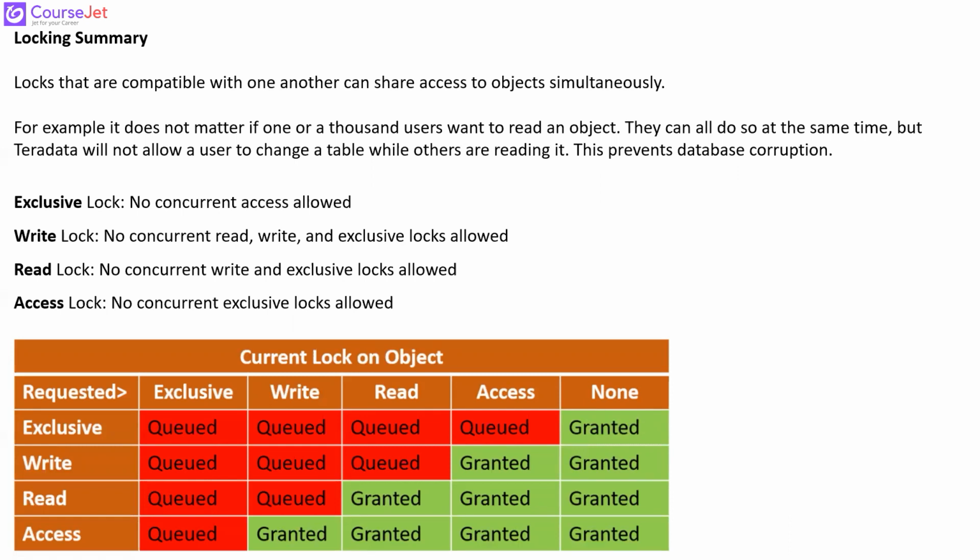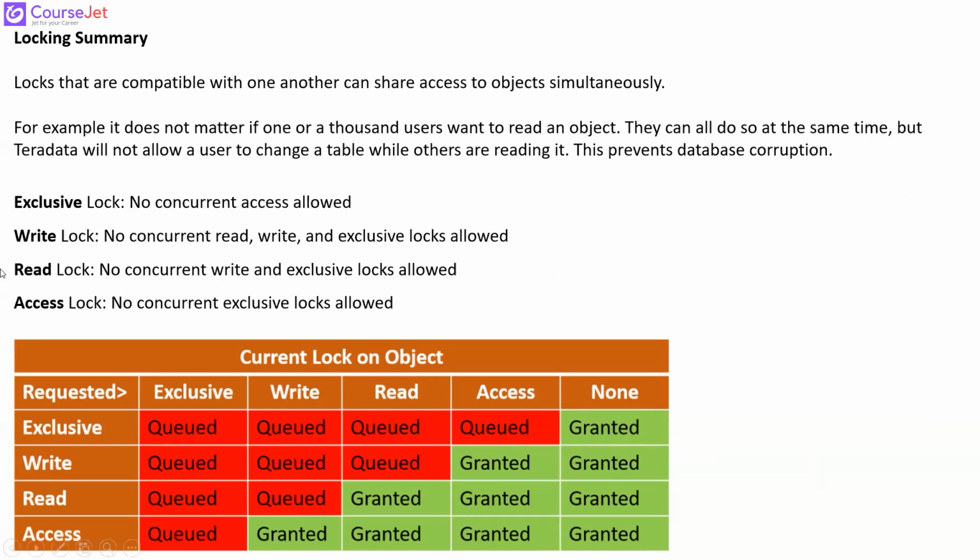So this is the locking summary. Locks that are compatible with each other can share access to objects simultaneously. For example, it doesn't matter if one or 1,000 users want to read an object. Even if 1,000 users are reading, they can all do it at the same time. But Teradata will not allow a user to change the table while other users are reading it. So this again prevents database corruption. So we'll see this lock compatibility.